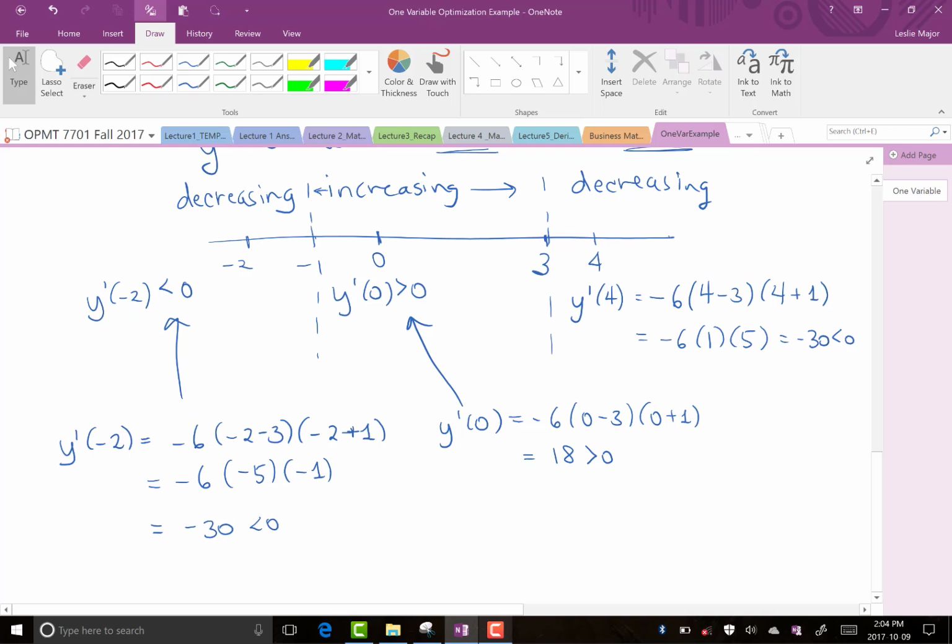So the next step after this, now that we know where y is increasing and decreasing, is to determine the maxima and minima. So let's do that next.